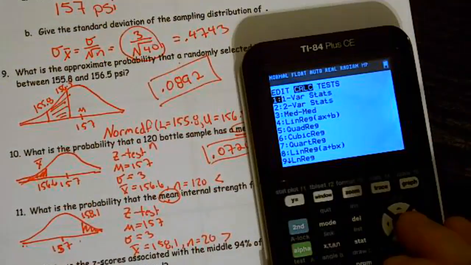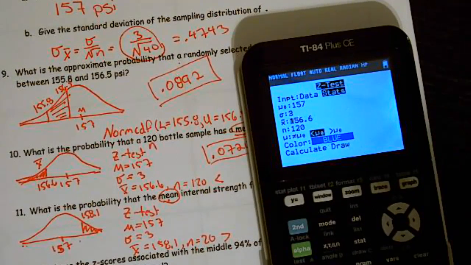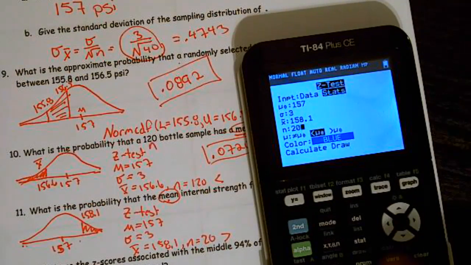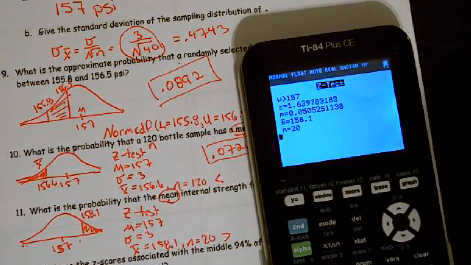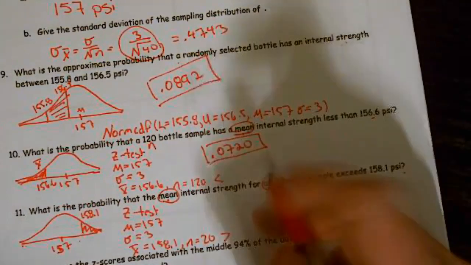So stat, test, z-test, 158.1, 20, and we need to shade up this time. And we end up getting 0.0505 for our probability.